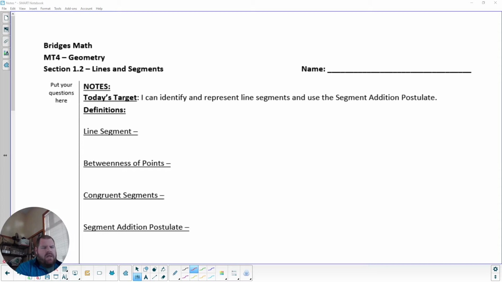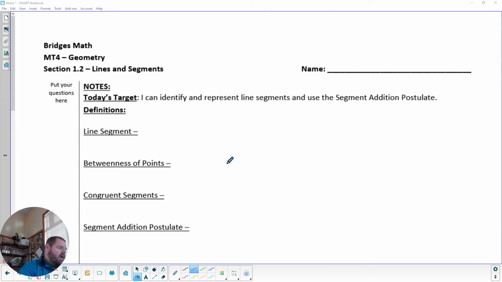Today we're going to be looking at some lines and line segments more than anything. So let's jump right into it. We've got some things that kind of double back on each other and some things that are a little bit more in depth than we had yesterday.